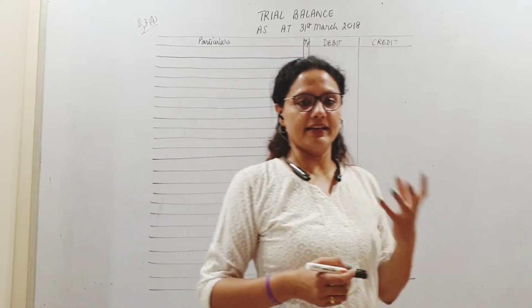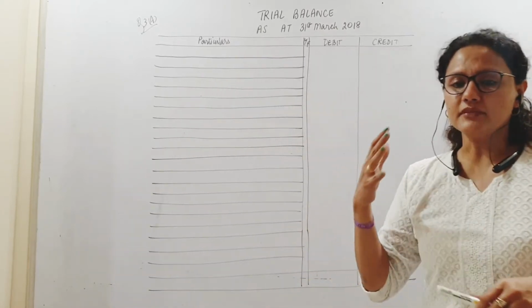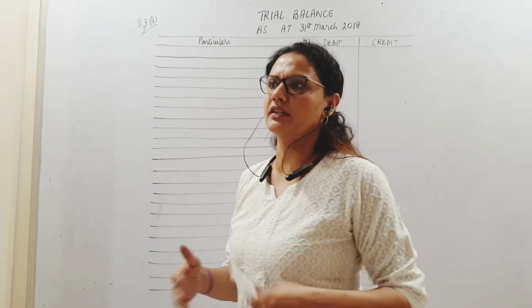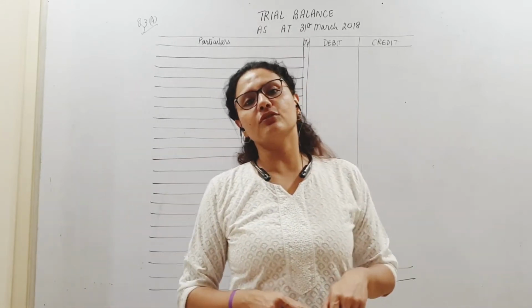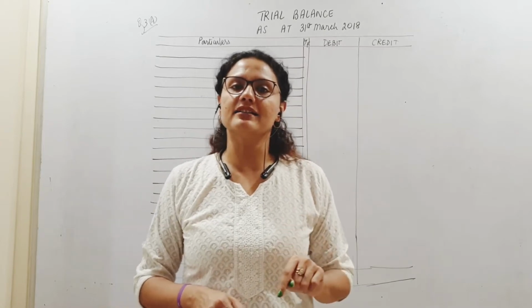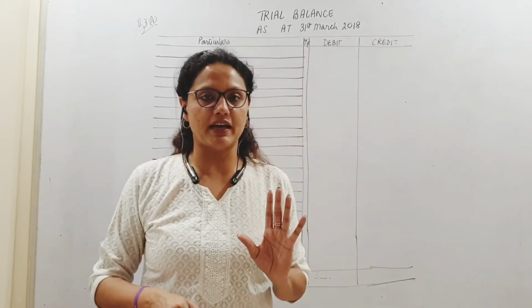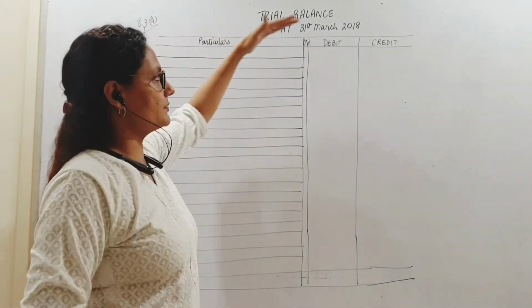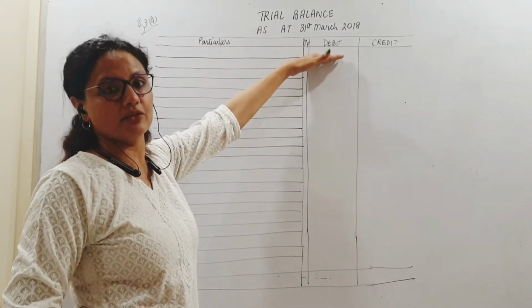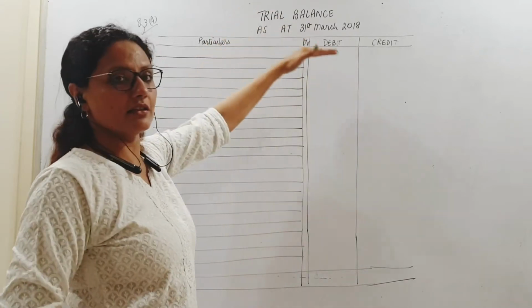All the list items, meaning your ledger account balances, are given to you in a jumbled way. It's not assorted as such. You have to know that all assets and expenses will have a debit balance. Therefore, when I write a particular asset head here, or an expense, I put the amount in the debit column. Yes, your trial balance looks like this.